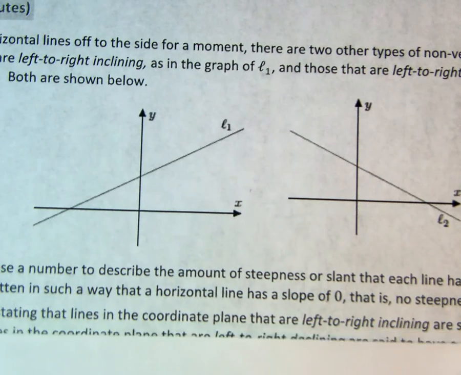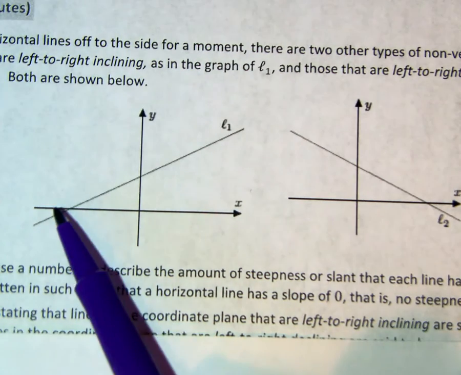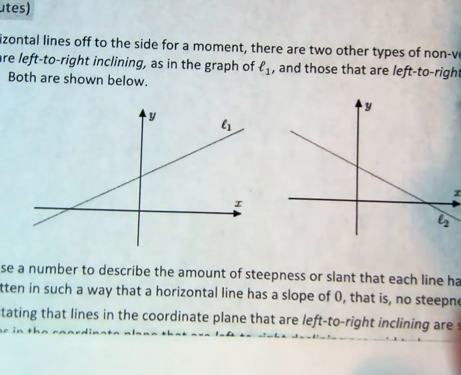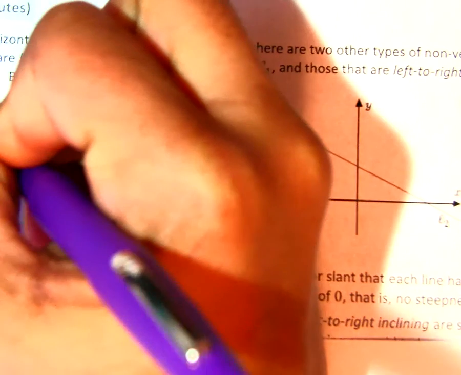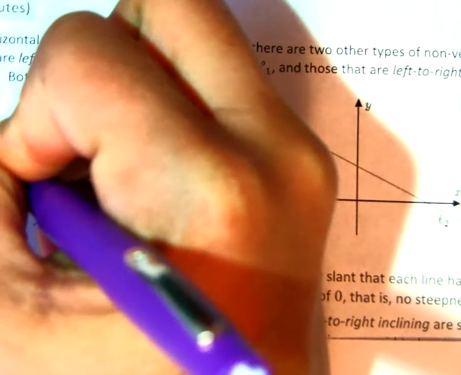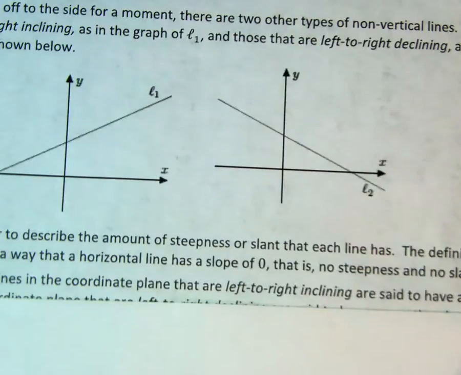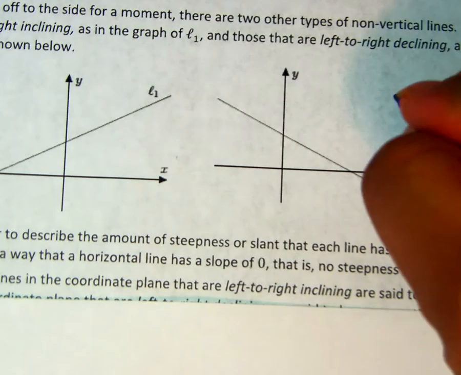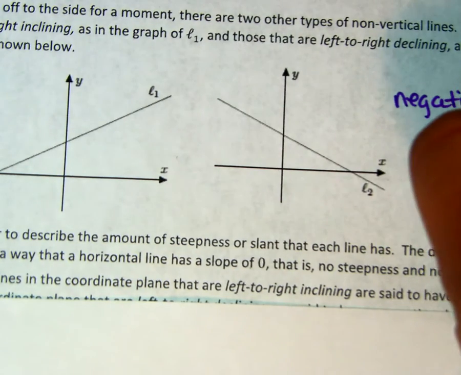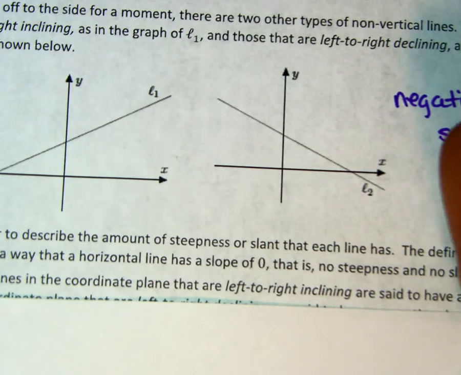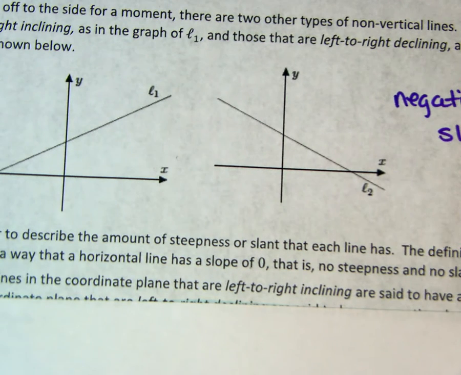We're going to begin by saying that lines that are left to right inclining are going to be considered positive slopes, and lines that are left to right declining are going to represent negative slopes.